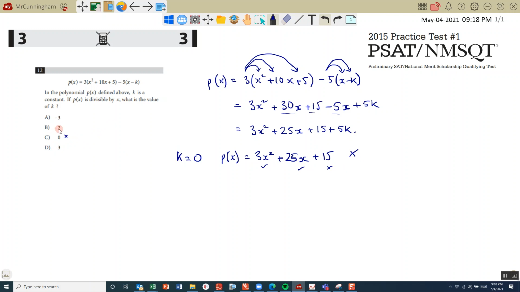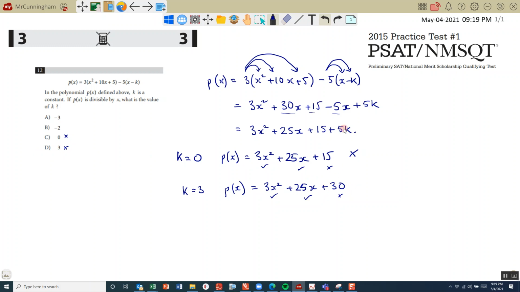Let's pick k is 3. I'm picking these strategically because I know what the answer is. So I've got 3x squared plus 25x, 15 plus 3 times 5 is 15, so that gives me 30. So that's divisible by x, that's divisible by x. This is not divisible by x, so no.